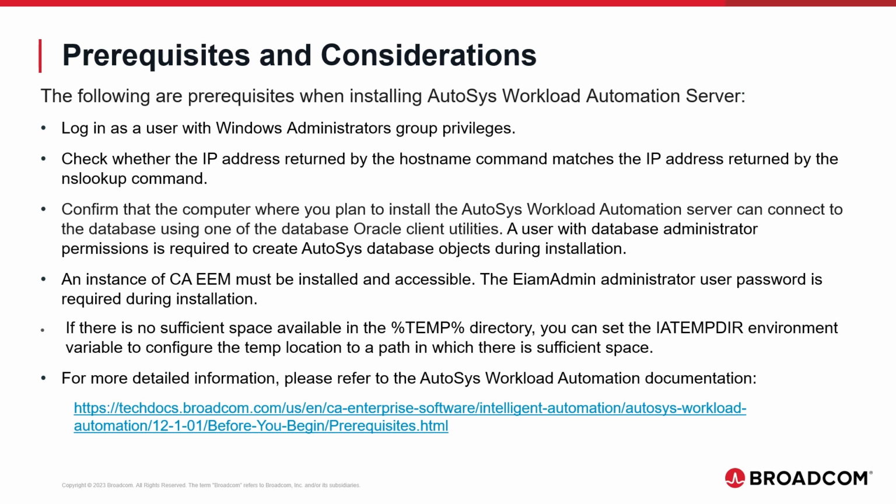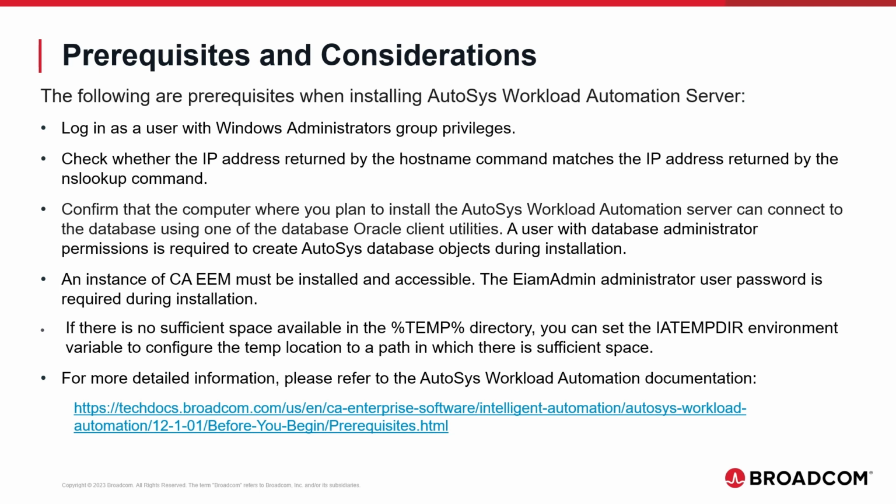The following are prerequisites when installing AutoSys Workload Automation Server. Log in as a user with Windows Administrators Group privileges. Check whether the IP address returned by the hostname command matches the IP address returned by the nslookup command. Confirm that the computer where you plan to install the AutoSys Workload Automation Server can connect to the database using one of the database Oracle client utilities. The database must be created before the installation. A user with database administrator permissions is required to create AutoSys database objects during installation.